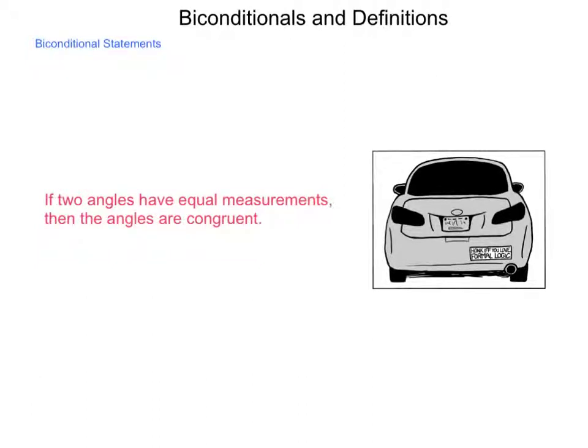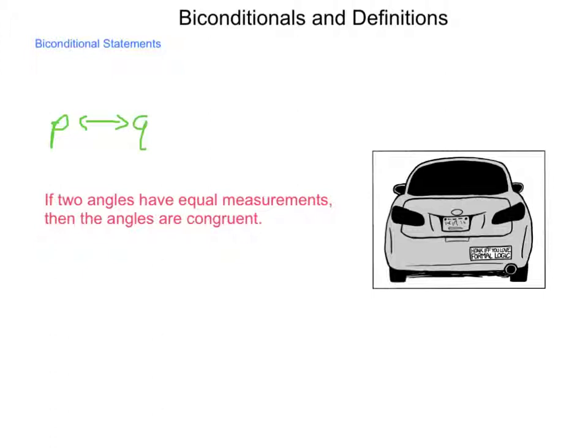Now that we've had a look at conditional statements in our introduction to proofs and reasoning, we're going to take a look at what are called biconditional statements and definitions. A biconditional statement is a statement that combines a true conditional and its converse into a single statement. In notation, we will have a double arrow. So P double arrow Q will read P if and only if Q.